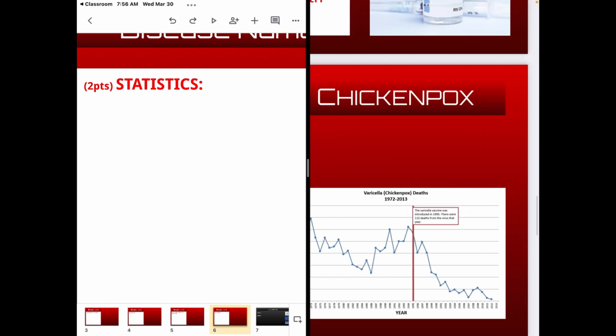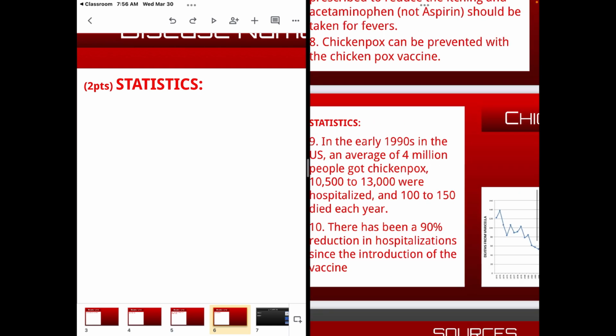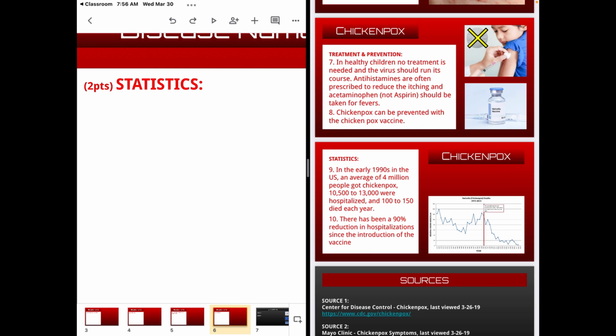This graph is of the statistic. Be very careful that if you get a graph of your disease, that it matches the fact you're talking about. Google image searching a graph is a terrible idea. You want to actually go to the websites and find the disease. And as you look on the websites, almost all of them are going to have graphs or charts about the disease. That's where you find the images.